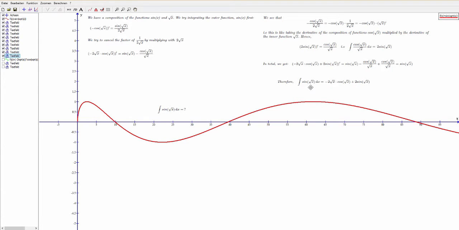We successfully integrated the sine of the square root of x. The integral of the sine of the square root of x dx is just this thing right here. Minus 2 square root of x times cosine square root of x plus 2 sine square root of x.